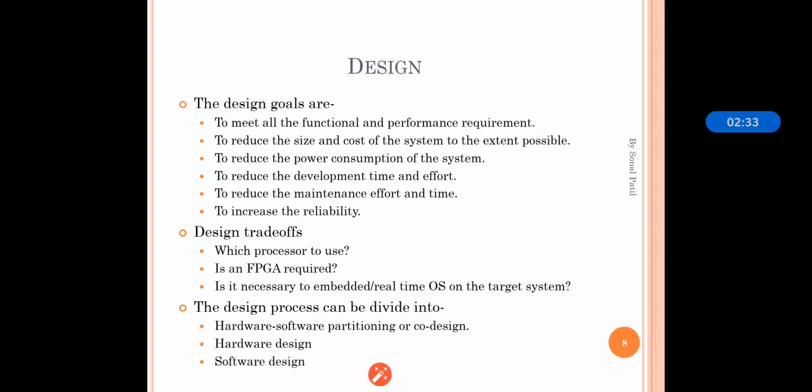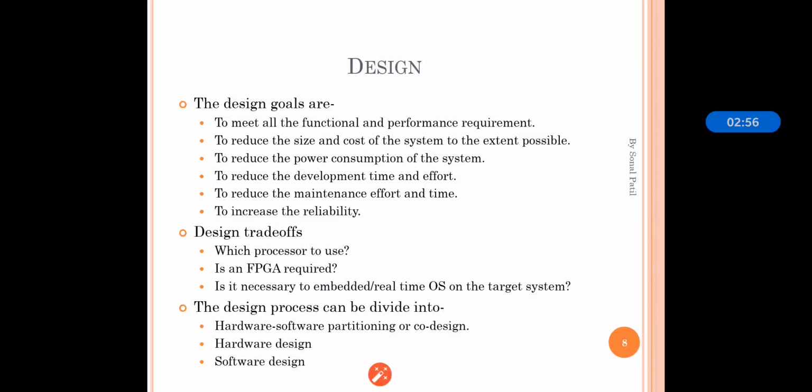To reduce the development time and effort. Whenever we are finding the cost of any project, we know that time and effort are also included. So if we can complete the development in the smallest time and with the smallest effort, then that is desirable.